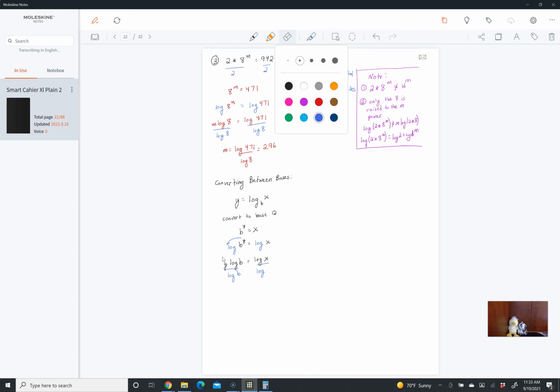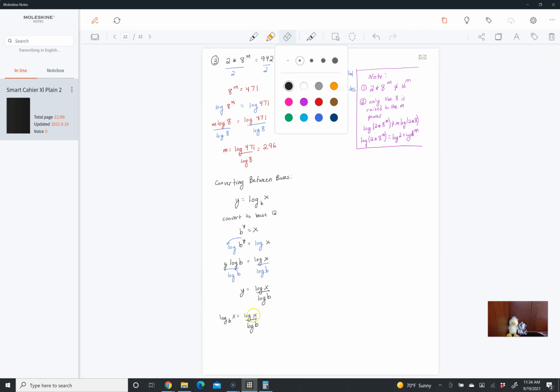So we divide both sides by the log of b. So what we're saying here is y is equal to log x over log b. Or we don't even have to say y. We can say log base b of x is the same thing as log x over log b. And actually, we didn't have to take base 10 of both sides. We could have taken base 12 of both sides.